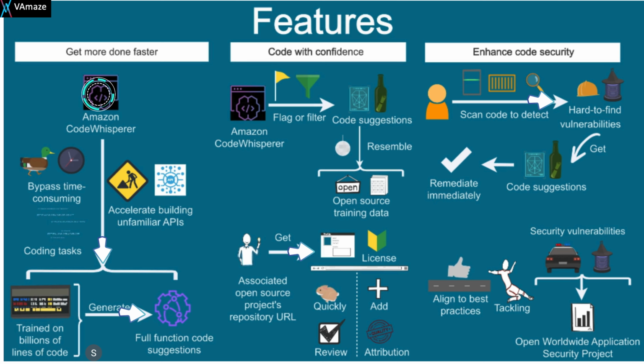Code with confidence. CodeWhisperer can flag or filter code suggestions that resemble open-source training data. Get the associated open-source project's repository URL and license so that you can more quickly review them and add attribution.